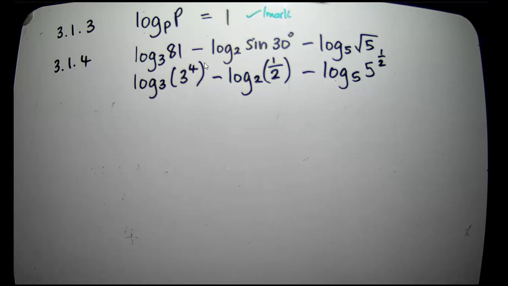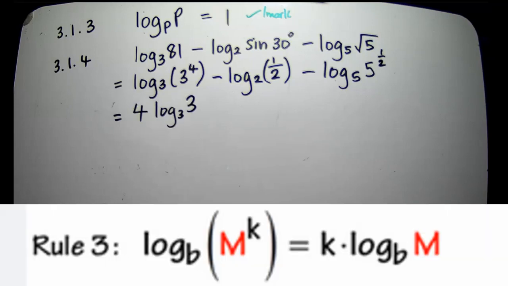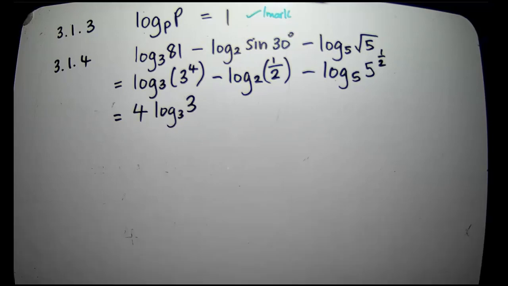Notice here that this 4 can go in front. And so if I put it in front, it's 4 log 3, 3. The half can go in front, right? Or can it? No, it can't go in front. Why? That is not an exponent. An exponent will be up there, right? So I have to write that as an exponent.